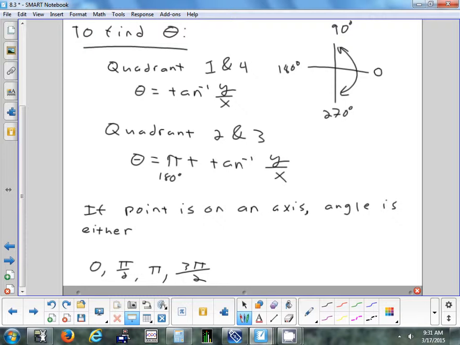Okay, so for one of the quadrantal angles, you just have to know by looking at it, if it's up, that's 90. If it's left, 180. If it's straight down, 270. For anything else, you can use these formulas to find your angle.